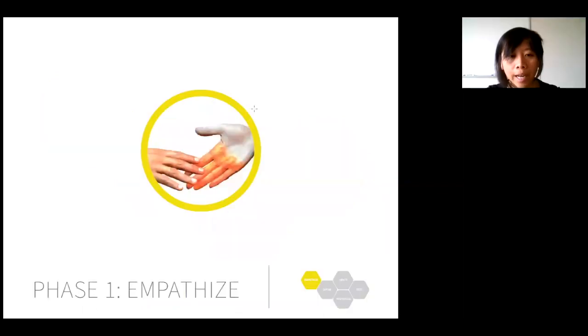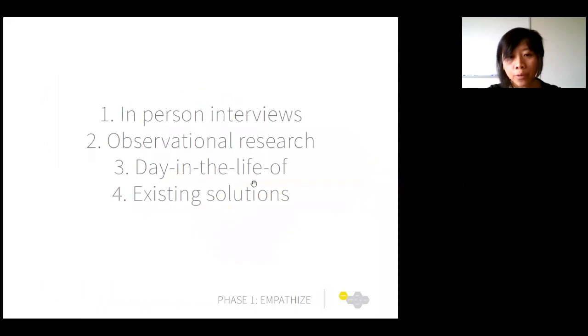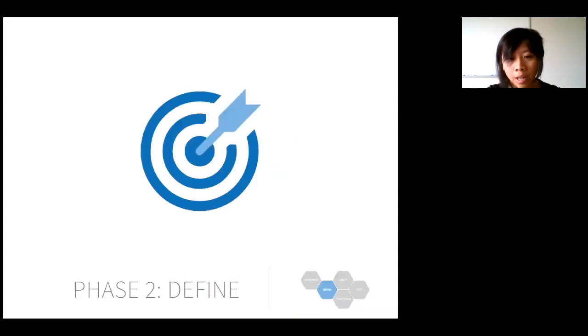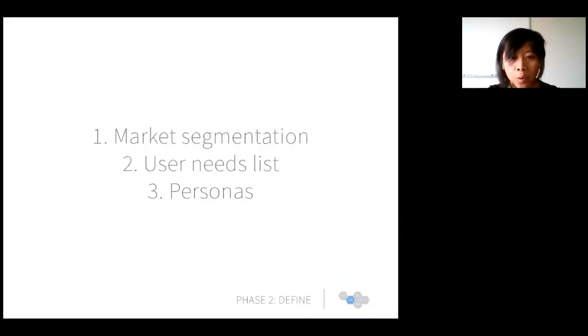Gotcha. Okay, so for the 5, the first one, empathize, I would say just really get to know your user. These are just the different methodologies for getting to know your user. I would say at the bare minimum, at least do in-person interviews. If you can't get to the other ones, at least do in-person interviews and look at the existing solutions. And obviously document everything. For phase 2, define.